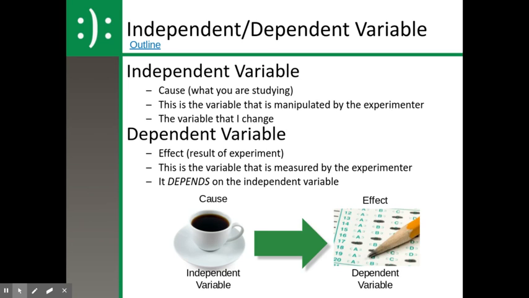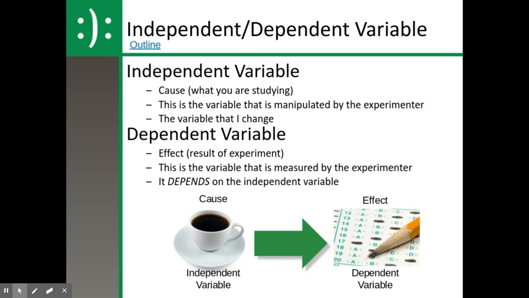It's the variable that's measured by the experimenter. Okay, and it depends on the independent variable. That's a great way to remember it. Okay, so if we think about our independent variable, caffeine, we think about our experimental group, they're going to get caffeine. The control group, as we know on the other slide, is going to get some sort of an idea of maybe decaf coffee, for example.